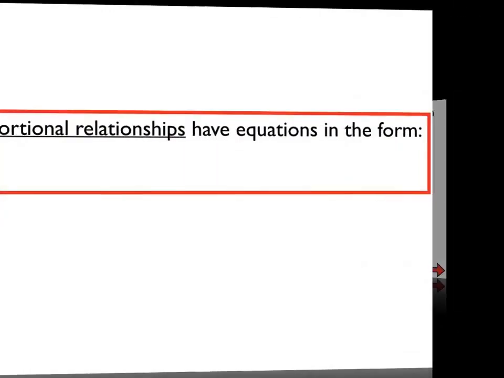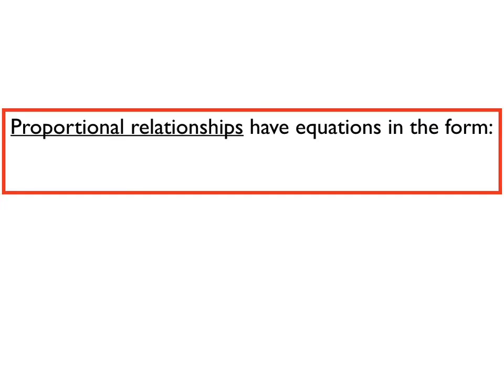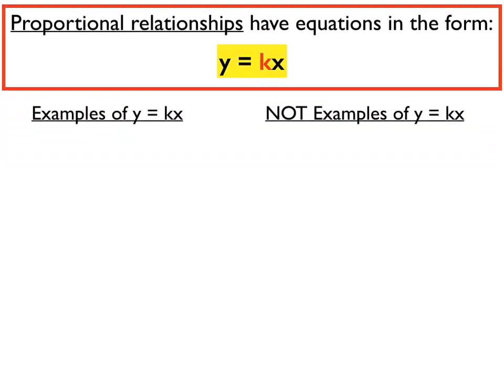All right. So write this down on your notes again. Proportional relationships have equations in the form... Do you remember from yesterday? What was it? Y equals, Aiden? Good. Y equals kx. Y equals whatever your constant was, x.